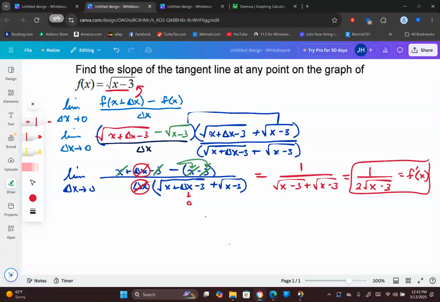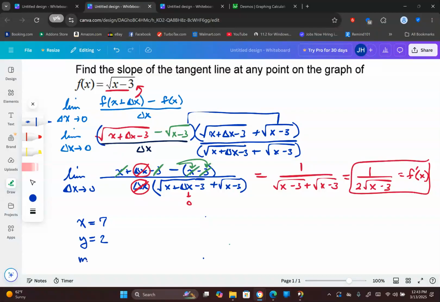So let's pick a coordinate. Let's just pick an x value. Let's say x equals 7. If I plug that in to my original function, I'm going to get the square root of 7 minus 3, which is 4. The square root of 4 is 2.